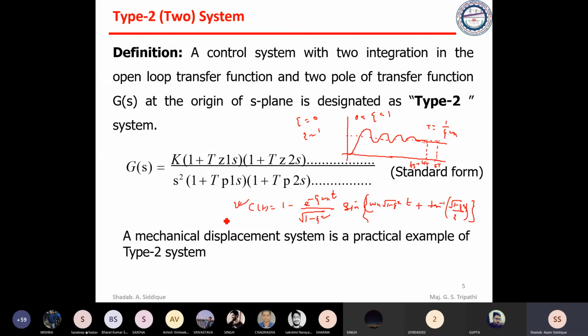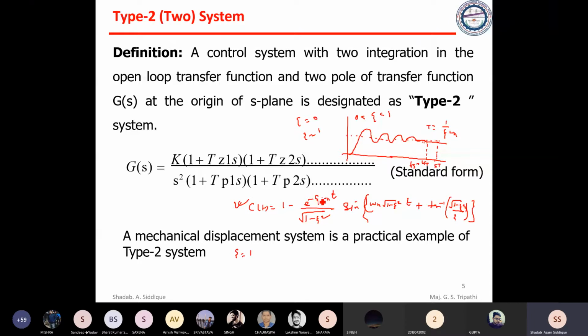So if you substitute zeta equal to 1, then what will happen? If you directly substitute zeta equal to 1, that will become infinite, because the denominator becomes 0, and 1 by 0 is nothing but infinite.